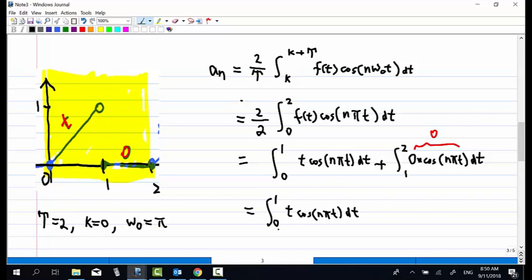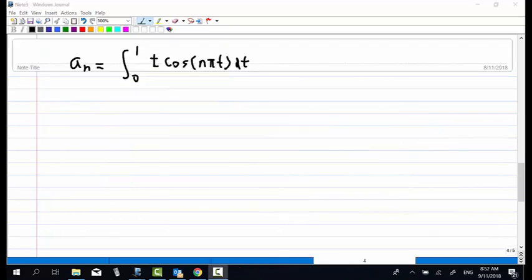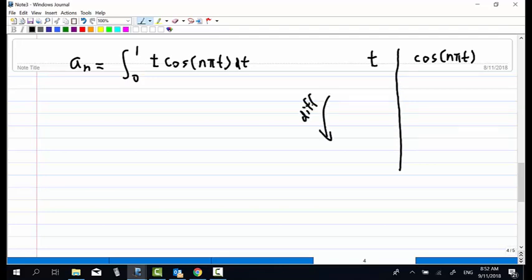To do this integration, we need integration by parts. You can follow LIATE. So we have A for the term t and trigo for the cosine n pi t. So now let's do integration by parts. You have u, which is t here, and dv is cosine n pi t. And you're going to do a shortcut integration by parts now. First, on the left side, you do differentiation. On the right side, you do integration.